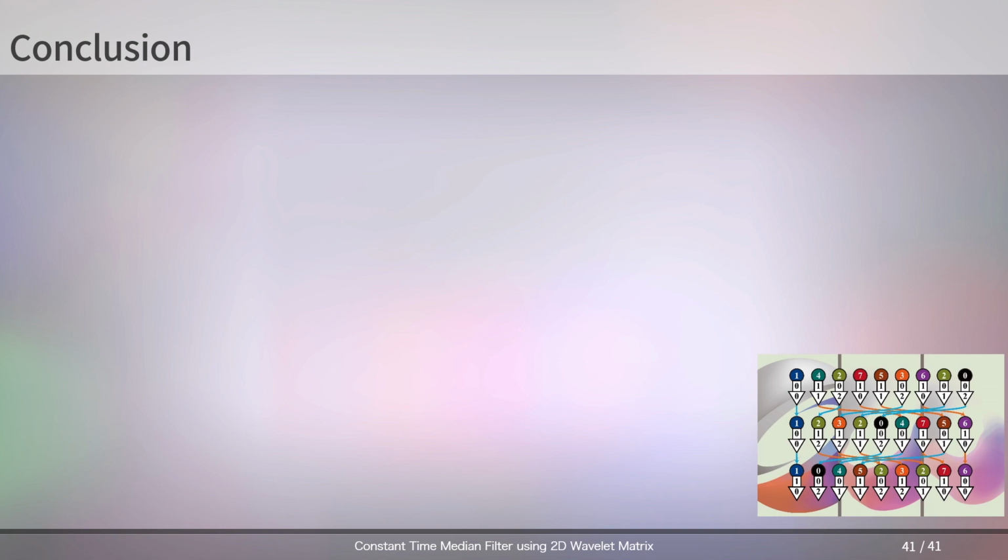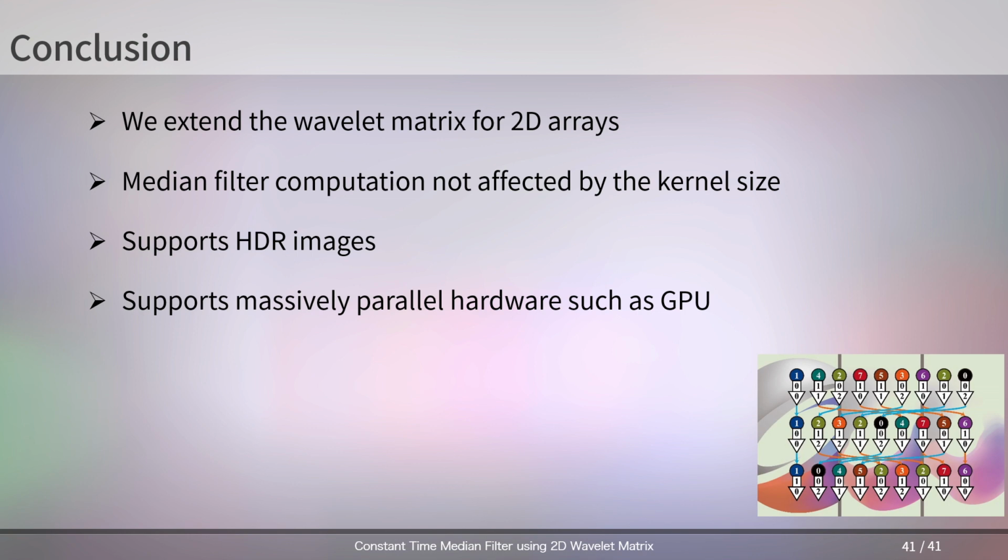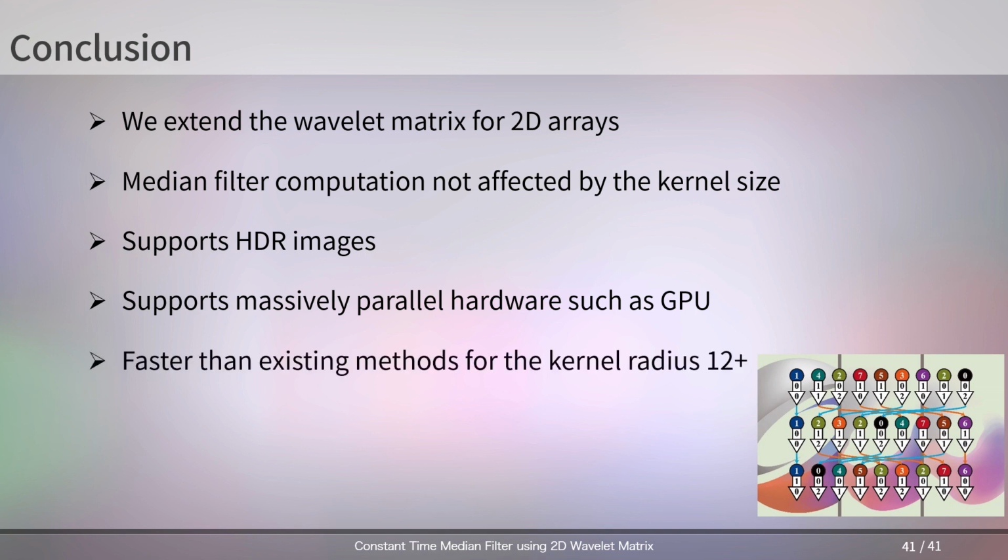Here is a summary. We have extended the wavelet matrix from 1D array to 2D array. In this way, we have presented a completely new median filter method whose computation time is not affected by the kernel size. Furthermore, it supports filtering on HDR images, which is difficult to do with histogram-based and other methods. Also, our algorithm is parallelizable and can be efficiently executed on GPUs. As a result, our method is the fastest when the radius is greater than 12.